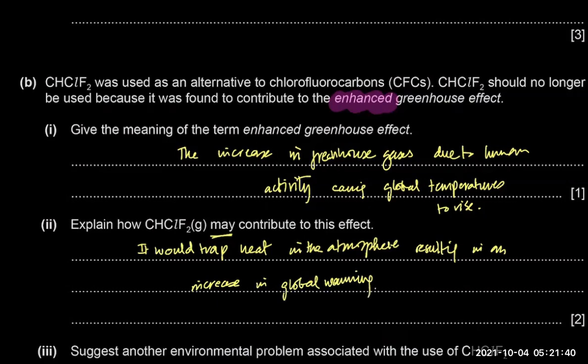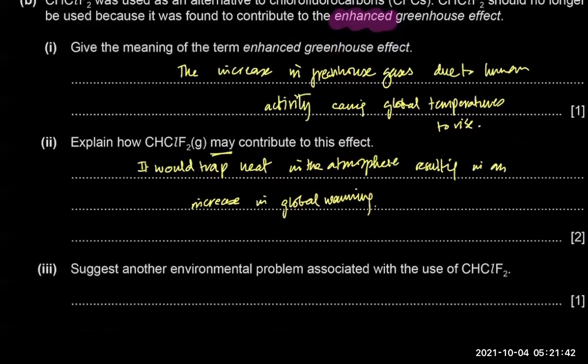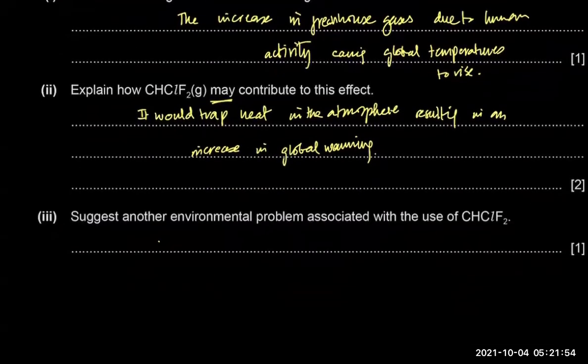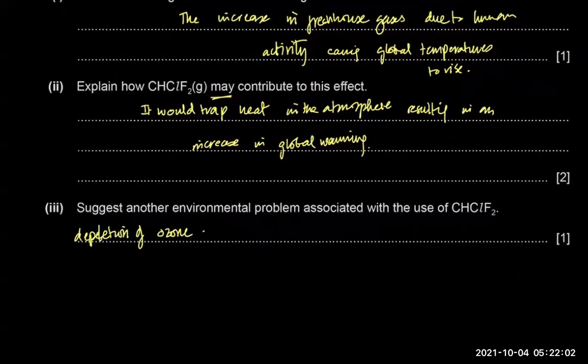Suggest another environmental problem associated with this. Ozone layer depletion. Remember, halogenoalkanes contain chlorine radicals, which react with ozone, right? So another environmental problem is depletion of ozone.